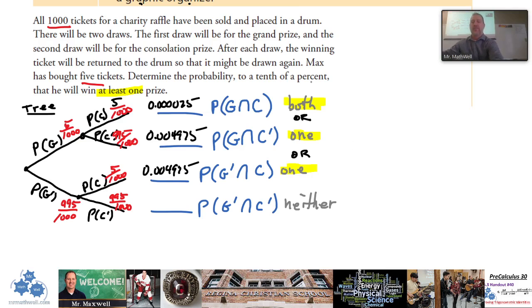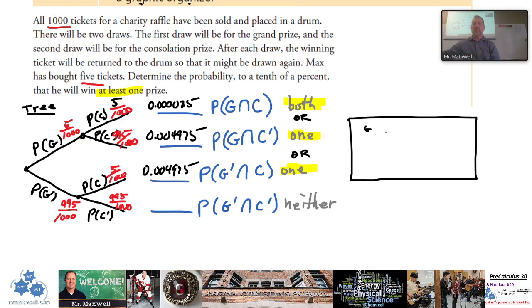Let's talk it out. Okay, let's make a Venn diagram to see what we're doing here. So this is the grand prize right here. This is the consolation prize right here. We could have somebody winning both, obviously. So G and C is here.